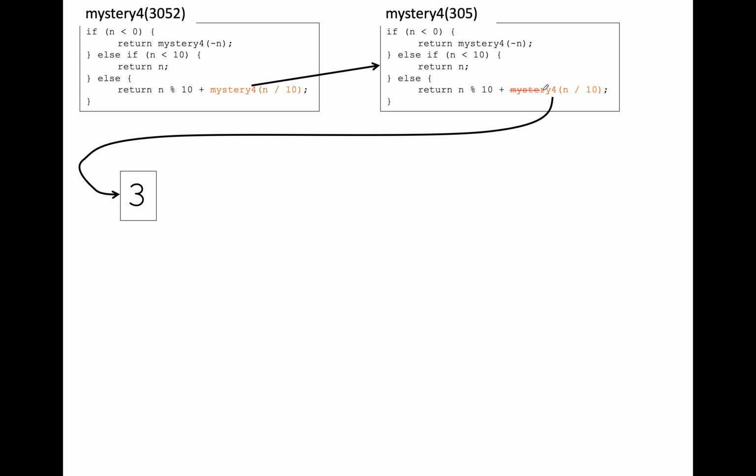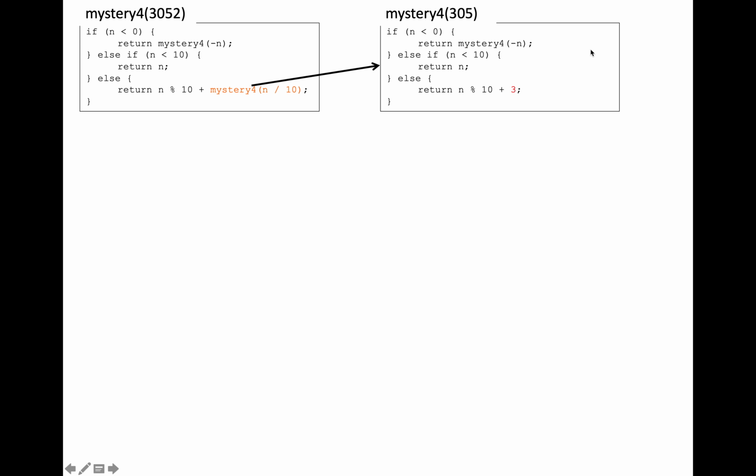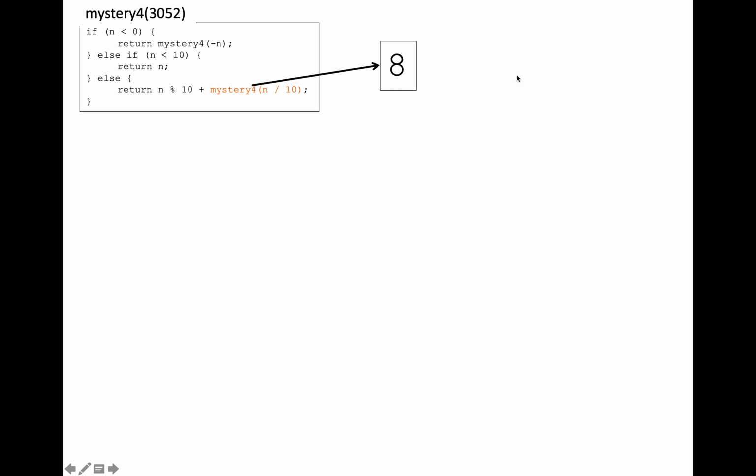We're going to say, oh, well, we were paused here. The result of this method call was 3. Now I can return whatever n mod 10 was plus 3. What's the n in our scope? It's 305. So we're going to take 305 mod 10, which is 5, plus 3, which is 8. The result of this method call will be 8. And then we will replace the call to mystery 4 in this method with the number 8. We'll calculate n mod 10 plus 8 to get 10.